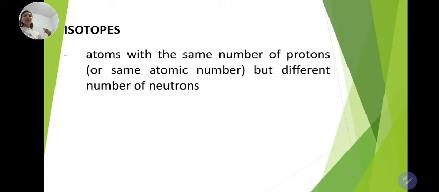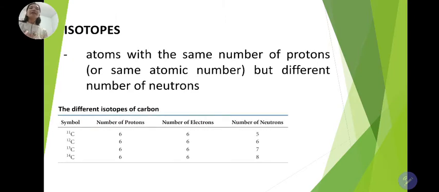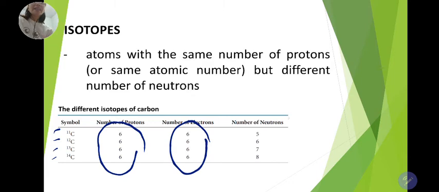Okay, so we will discuss about isotopes. These are atoms with the same number of protons or same atomic number but different number of neutrons. So, these are the different types or different isotopes of a carbon atom. We have carbon 11, carbon 12, 13, and 14. So, they have the same number of protons and same number of electrons, but they have different number of neutrons. That's why they have different number of atomic masses. Okay.